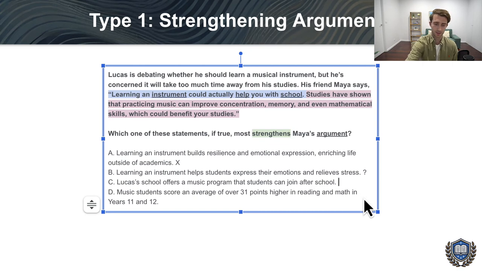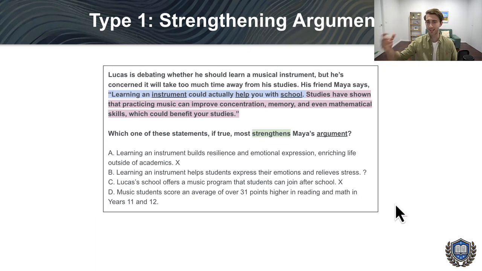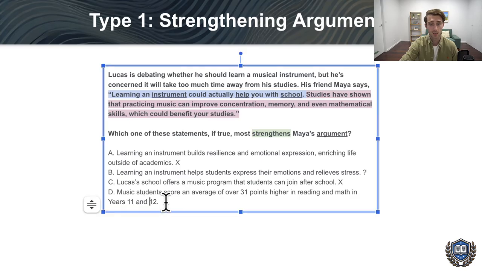C, Lucas's school offers a music program that students can join after school. Now this one is just not really relevant. The fact that he can easily join a music program doesn't back up the conclusion that learning an instrument can help you in school. So C is not correct. And then finally D, music students score an average of over 31 points higher in reading and maths in years 11 and 12. Now this one directly backs up her conclusion.